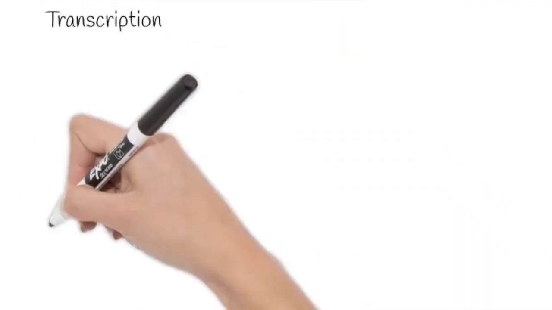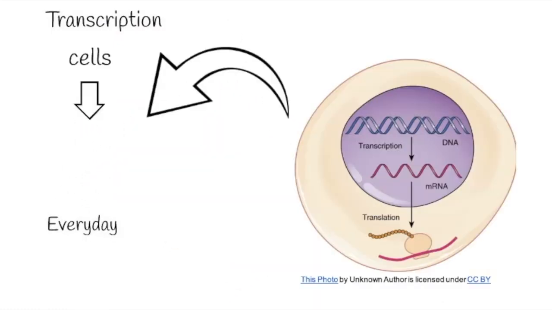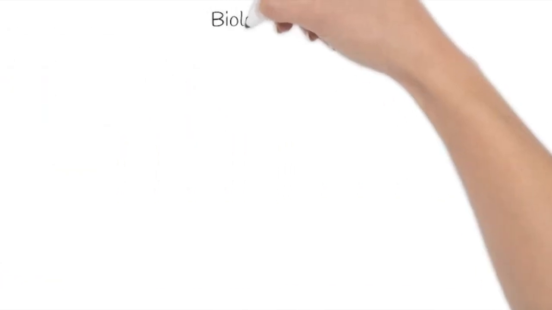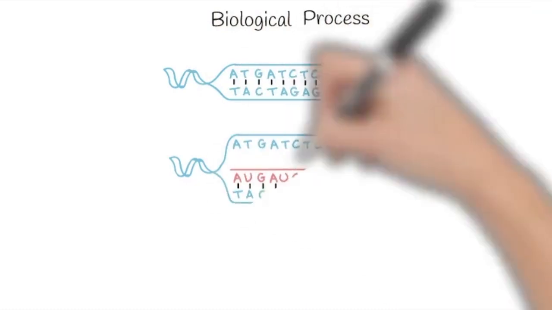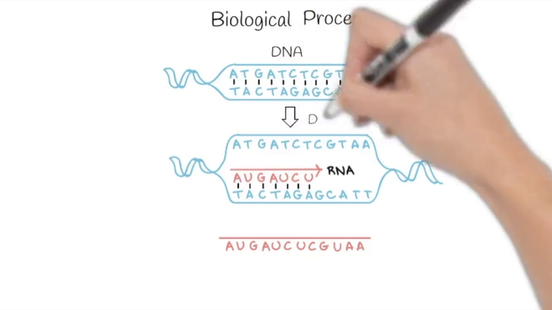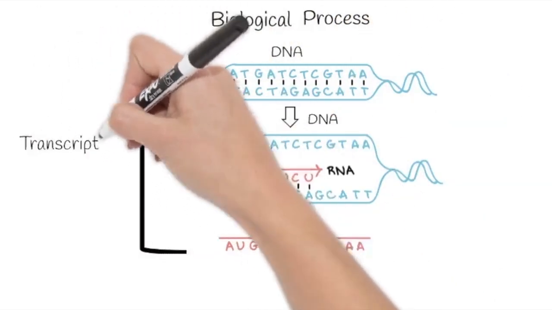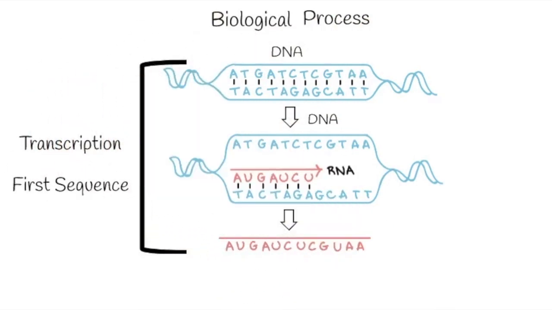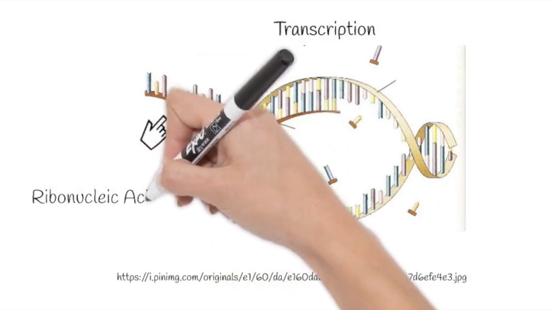Transcription is something we do in our everyday lives, and it's also something our cells must do in a more specialized way. In biology, transcription is the process of copying the DNA sequence of a gene into the similar alphabet of RNA. Transcription is the first step in gene expression. It involves copying a gene's DNA sequence to make an RNA molecule. During transcription, the information stored in a gene's DNA is transferred to a molecule called ribonucleic acid.